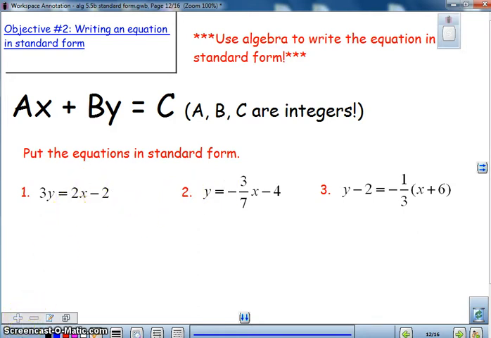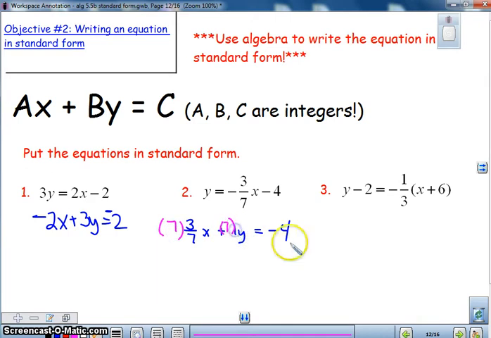Pause it if you need to. In the first one, all you really had to do was subtract 2x from both sides. So -2x plus 3y equals -2. In the second one, we might first move our x term, which would then give us 3/7 x plus 1y equals -4. But we have to get rid of our denominator. How do we do that? We're going to multiply every single one by 7. If I multiply every single term by 7, my new equation is 3x plus 7y equals -28. I would like you to try it on the last one, and we will see that one in class.